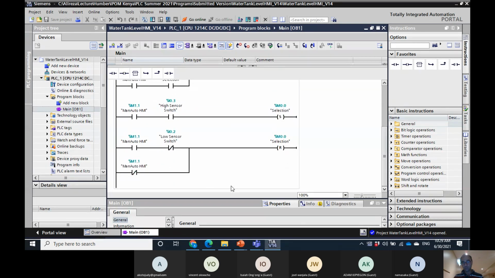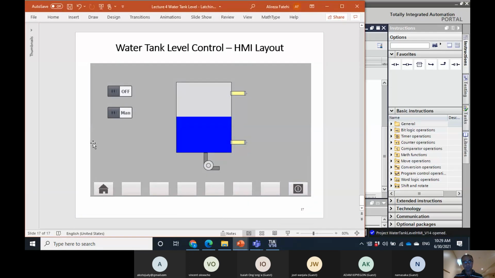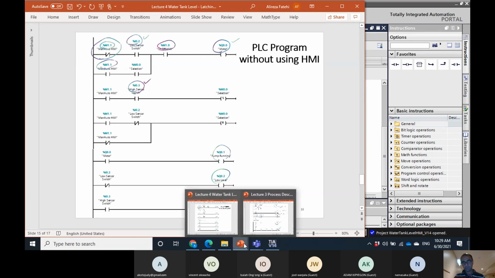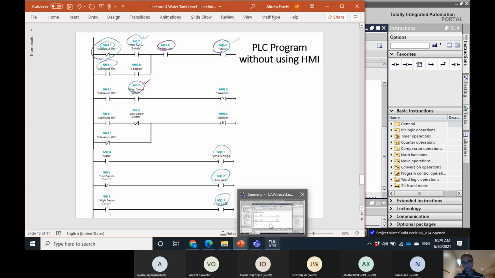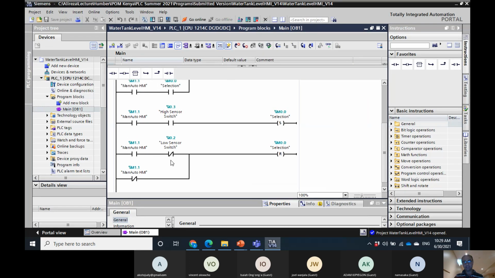So I don't need to implement this part because I'm going to change the color. Instead of having pilot lights, I'm going to change the color in the HMI. But the main part of the program is exactly the same, just using this.